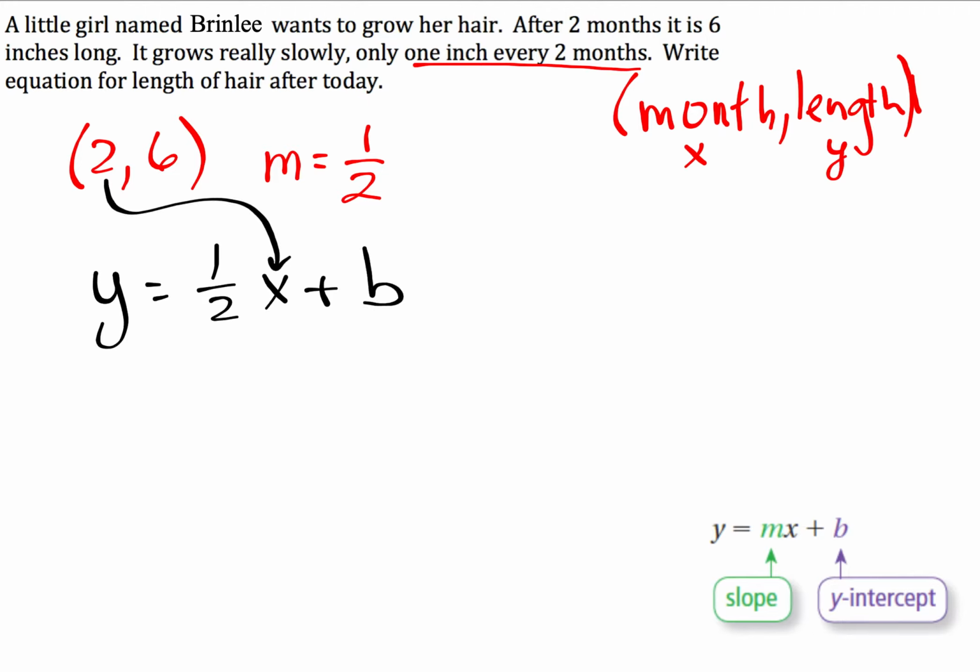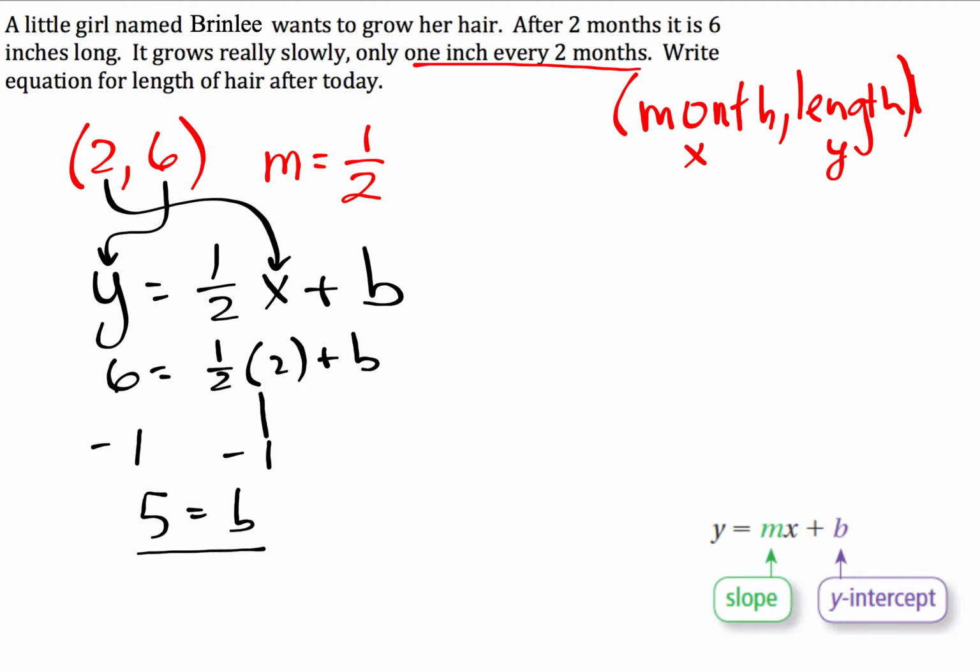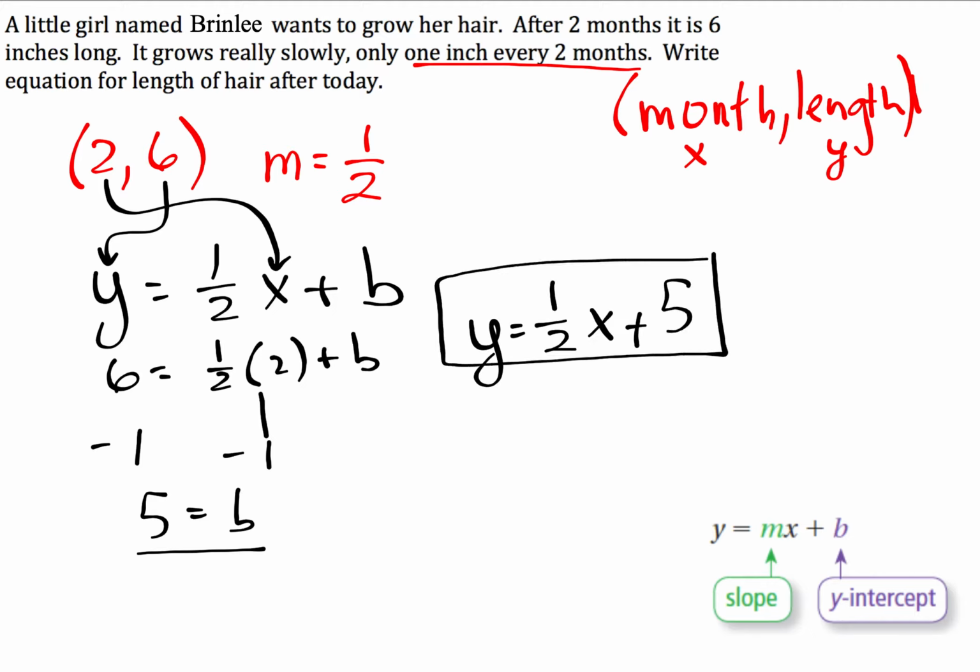Plug in 2 for x, 6 for y. 1/2 times 2 is 1. So let's subtract 1 from each side, and just like I mentioned, the y-intercept is 5 because her hair started at 5 inches long. So y equals 1/2 x plus 5. And that would be the length of Brinley's hair, given x months after she decided she wanted to grow it out.